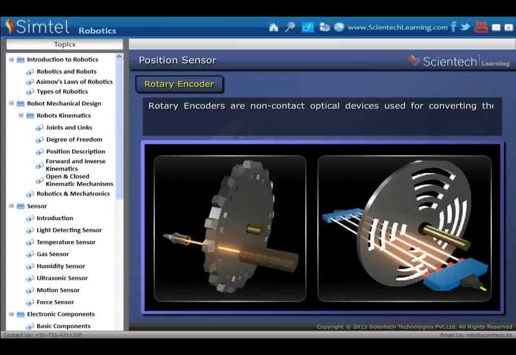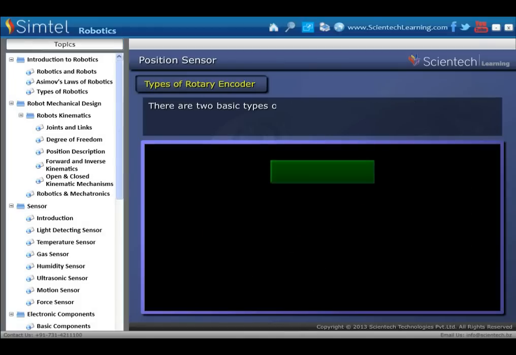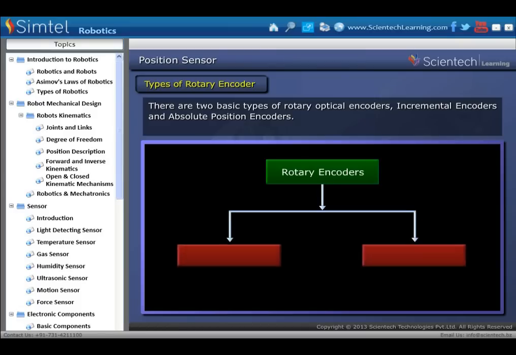Another type of position sensor is rotary encoder. Rotary encoders are non-contact optical devices, used for converting the angular position of a rotating shaft into an analog or digital data code. In other words, they convert mechanical movement into an electrical signal. There are 2 basic types of rotary optical encoders, that is incremental encoders and absolute position encoders.